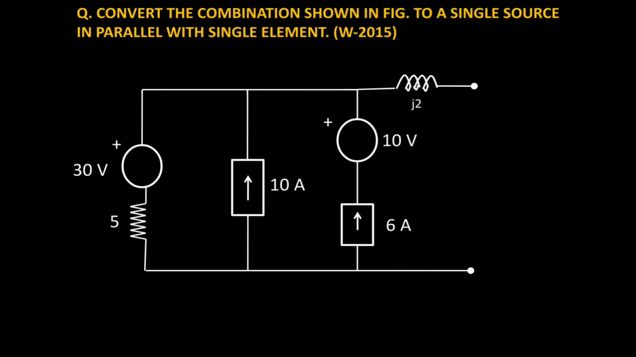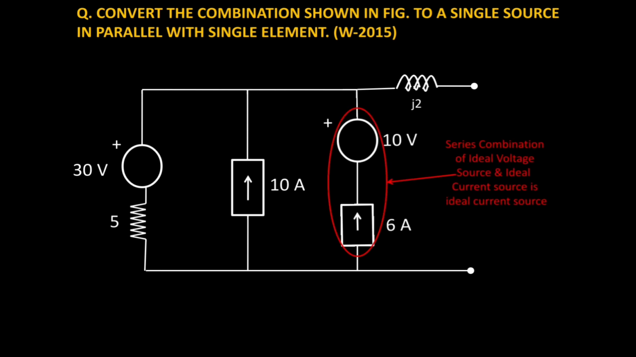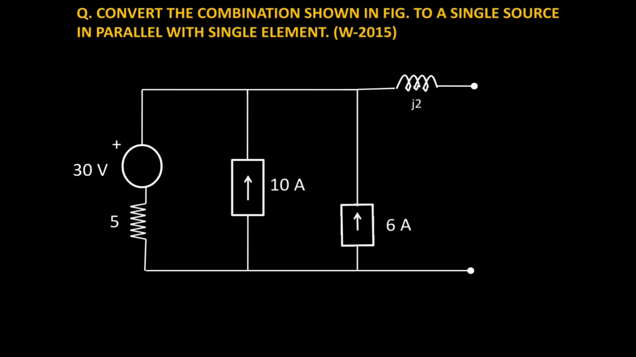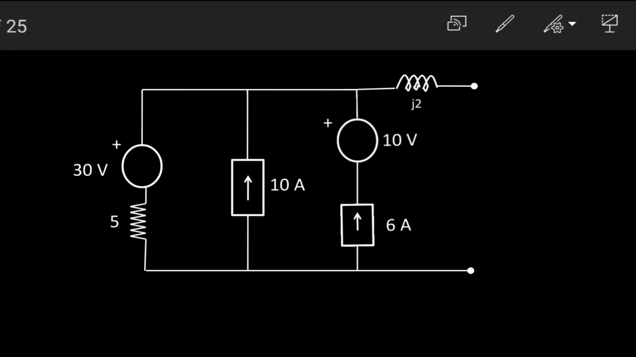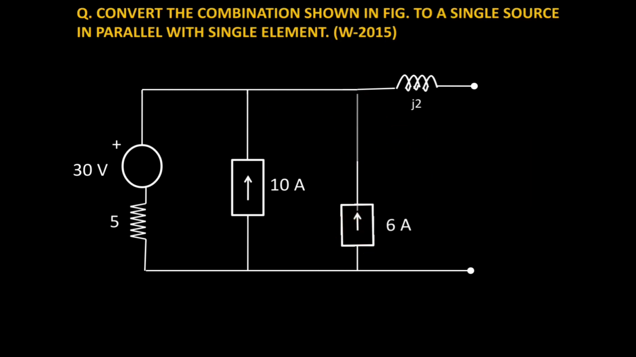So let us start. If you observe the network carefully, we will find that the 10 volt is the ideal voltage source and 6 ampere is the ideal current source, and both are connected in series. So by using that rule, what can we do? As the series combination of an ideal voltage source and an ideal current source is the ideal current source only, we can easily remove that ideal voltage source. So only the ideal current source is there. We had a series combination of an ideal voltage source and an ideal current source, so we removed the ideal voltage source and have only the ideal current source there.